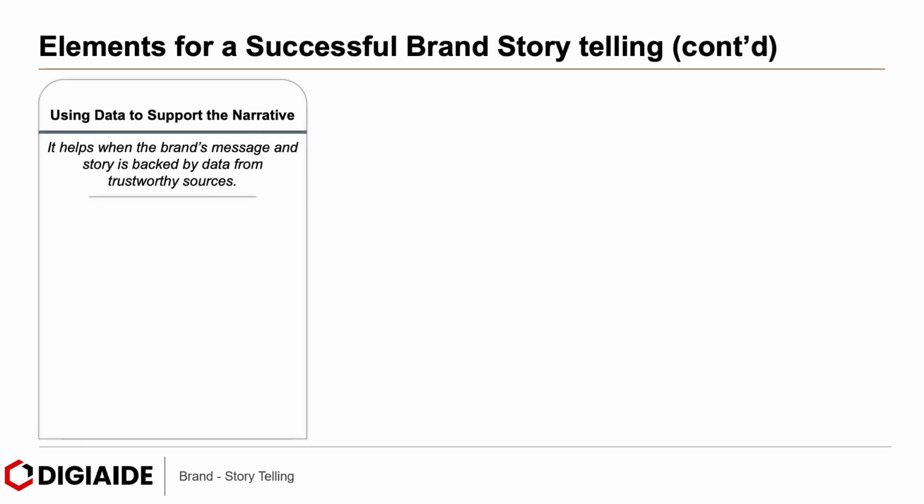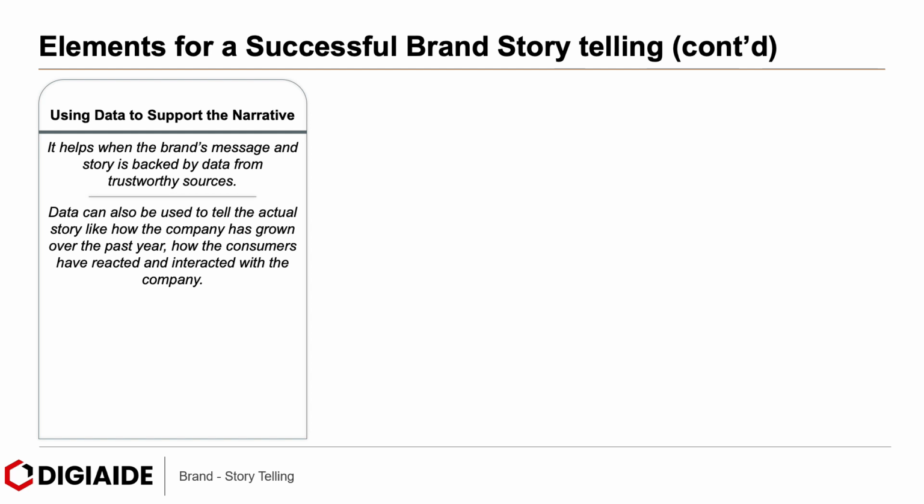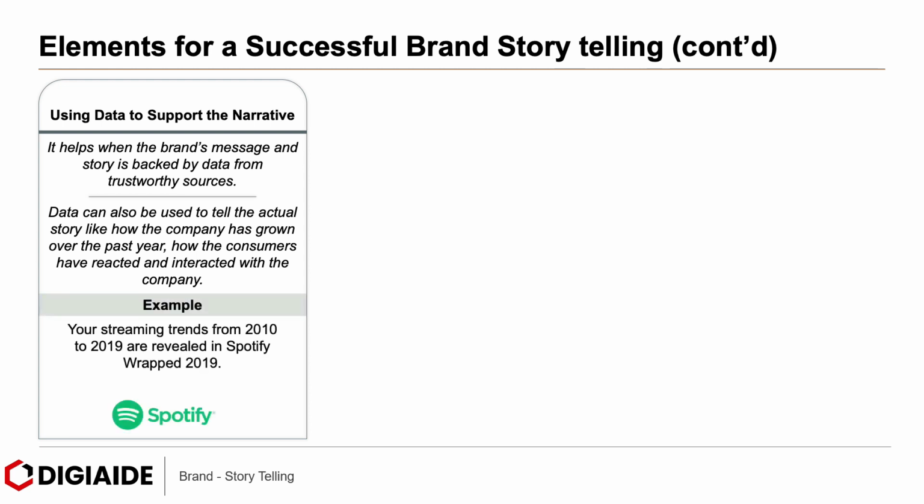Number 4. Using data to support the narrative. It helps when the brand's message and story is backed by data from trustworthy sources. Data can also be used to tell the actual story, like how the company has grown over the past year, how the consumers have reacted and interacted with the company. Example, your streaming trends from 2010 to 2019 are revealed in Spotify Wrapped 2019.